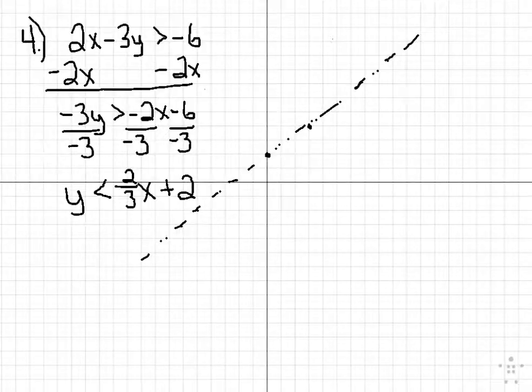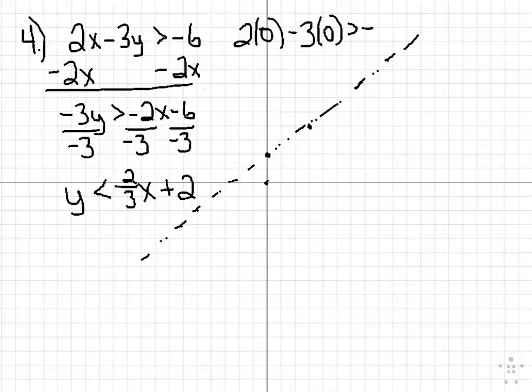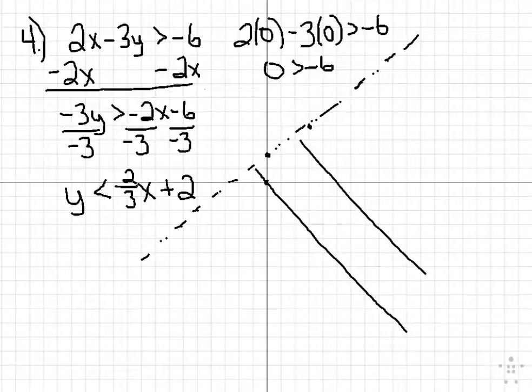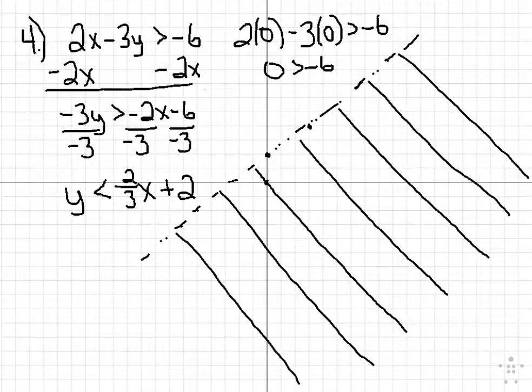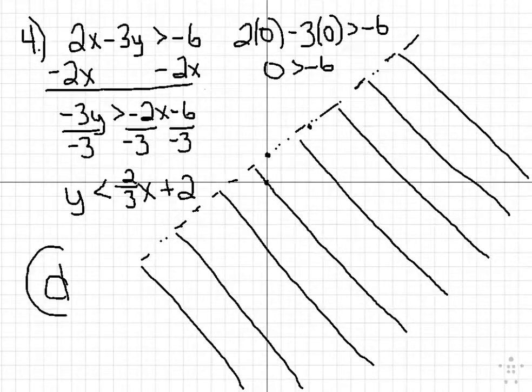Alright, now let's choose the point 0, 0 and see if 0, 0 satisfies this. So 2 times 0 minus 3 times 0 is greater than negative 6. So you get 0 is greater than negative 6, and that is absolutely true. So 0, 0 did work, so everything on this side of the line, but this time not including the line, would satisfy this inequality. So all these points over here make this true. And that is letter D if you're looking for your matching. Letter D.